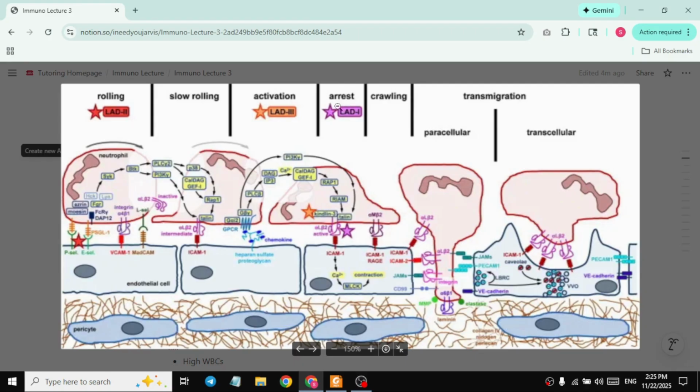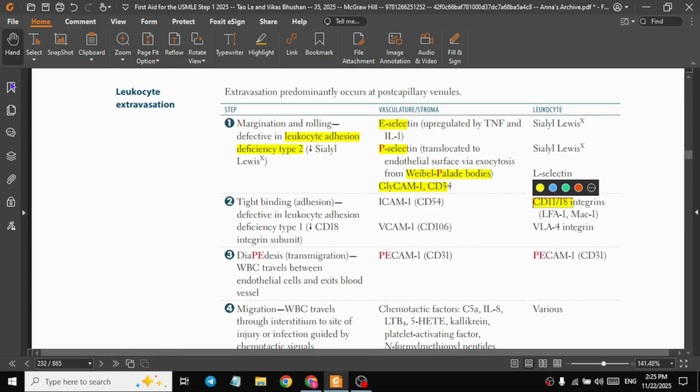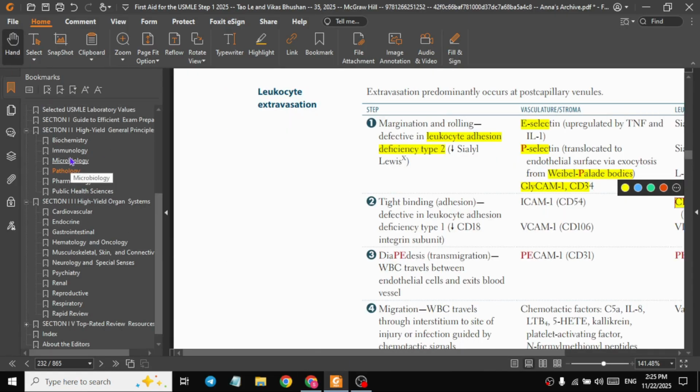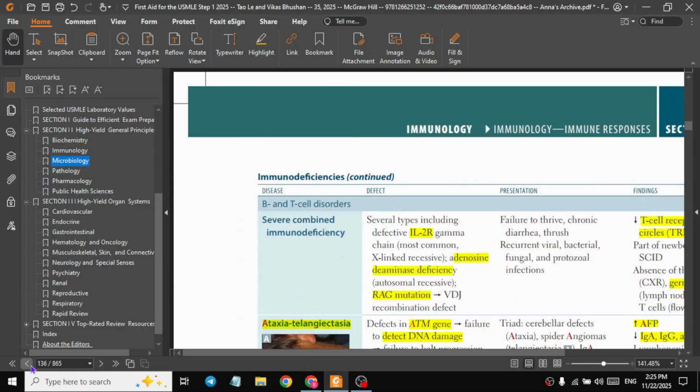So LAD type 1, if they definitely want to go further into these stages, one is usually in the arrest phase, so it means it completely stops. LAD 3 is usually in the activation phase, after rolling, right? So immediately after rolling, it's the LAD type 3. Okay, 2, 3, and 1. If you can remember that, or at least 2 and 1, remember that. Okay. All right, so that one is LAD, and we can go back into immuno and look at the section.